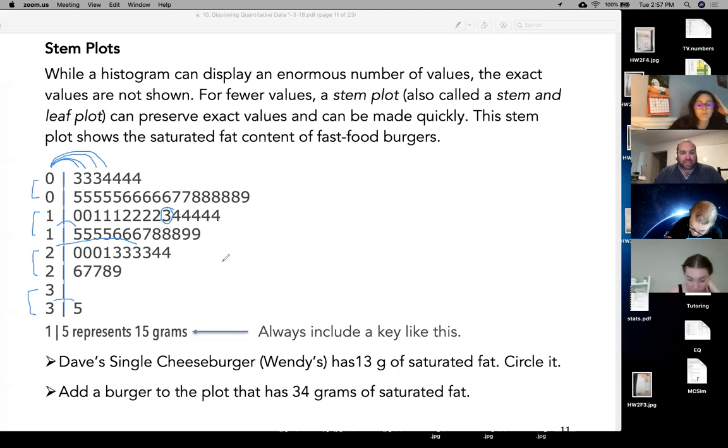Add a burger to the plot that has 34 grams of saturated fat. Where would a 34 gram hamburger go? The three that has nothing next to it. And what would I put here? A four. Excellent. So if I want to add 34, I would just put a four there in the three row. Does that make sense? Yes, no? Yes. Yep.